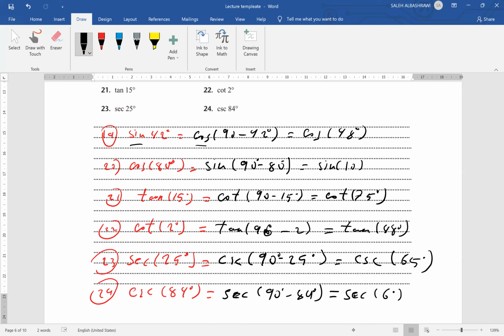Sine will give me the cosine of 90 minus theta. Cosine is sine of 90 minus theta. Tangent is equivalent to cotangent of 90 minus theta. And secant is equivalent to cosecant, and cosecant is equivalent to secant of 90 minus theta. This is the idea of the cofunction identities.